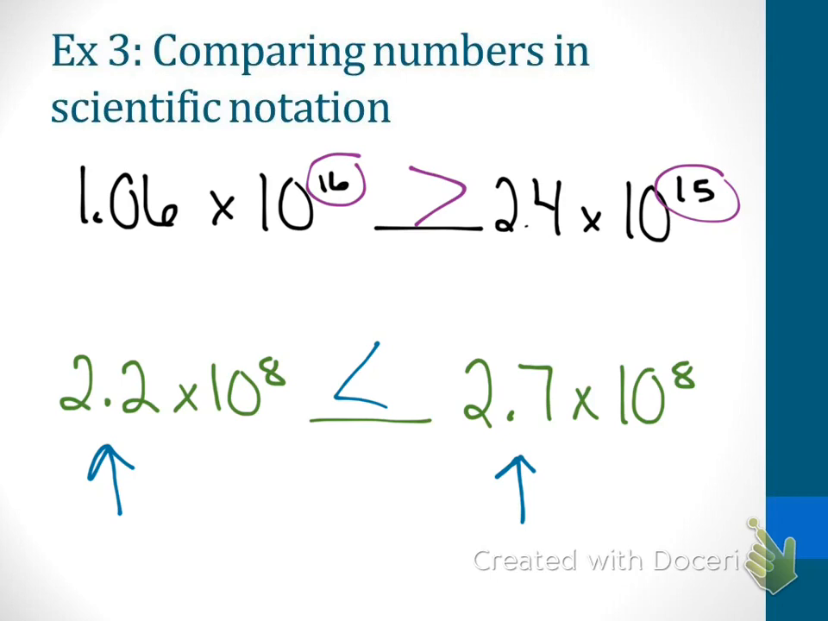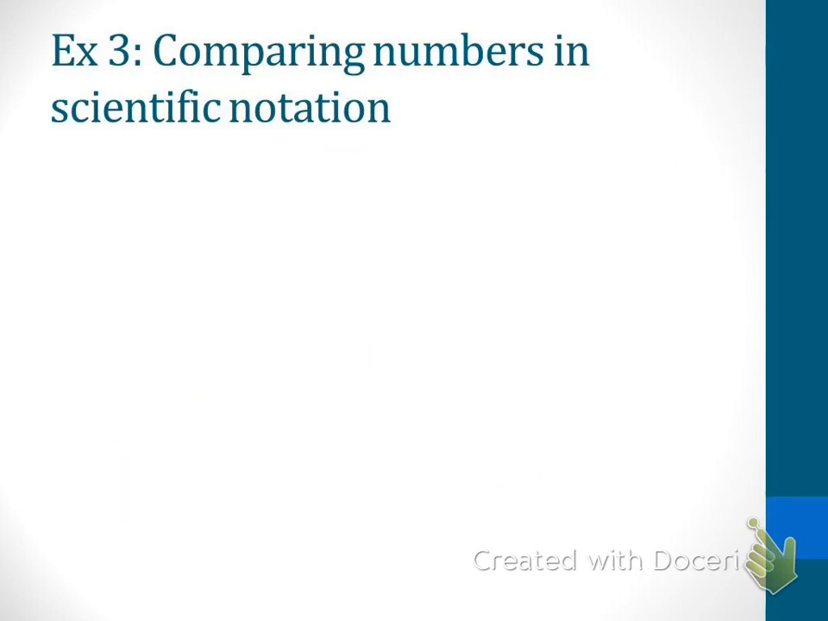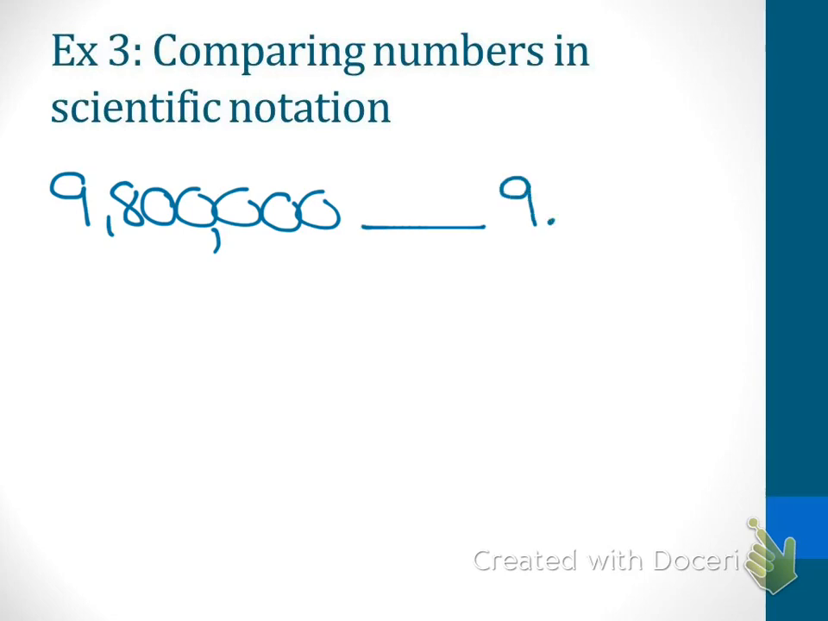Questions so far? Now, what if I was comparing 9,800,000 to 9 and 7/10 times 10 to the 6th power? Can I tell which one's bigger? Can I just say, oh, yeah, that's easy, 9,800,000? Nope. Because they're not in the same form, right? One is in expanded form, the other one's in scientific notation. So here's the deal with these. You can do it either way you want, but you've got to compare. So if you want to change 9,800,000 to scientific, you can do that. Or if you want to change 9 and 7/10 times 10 to the 6 to expanded, you can do that.